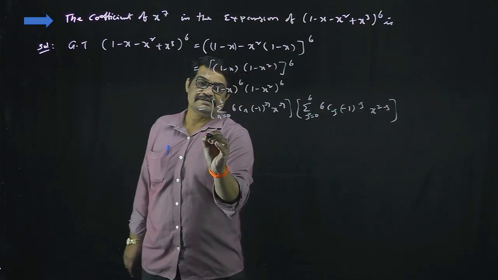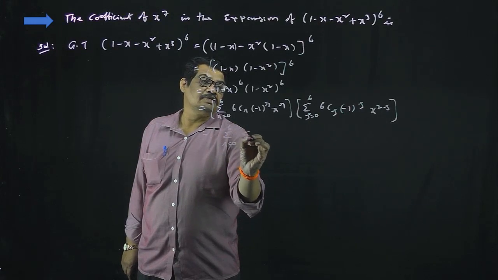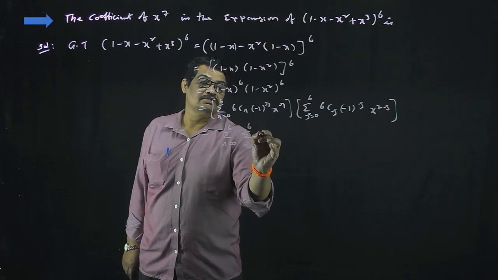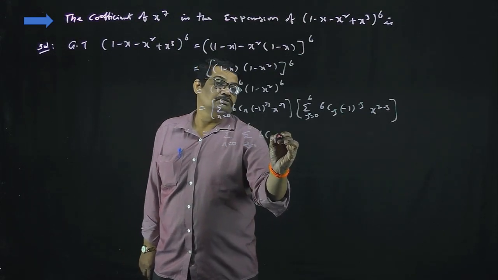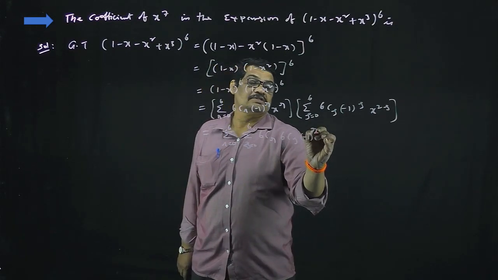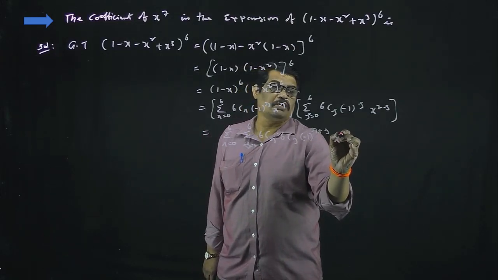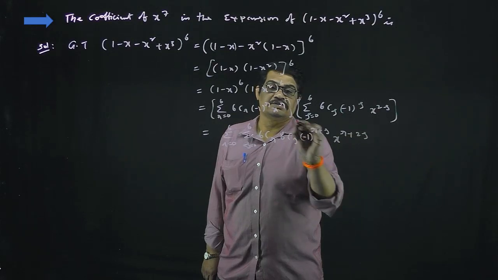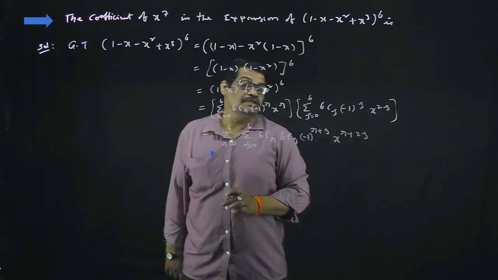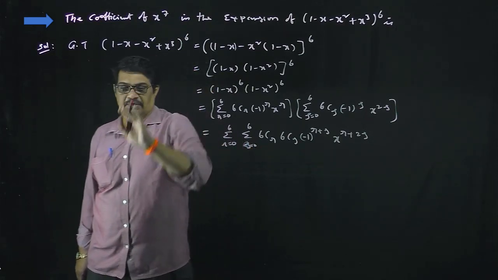Now this can be written as sigma r equals 0 to 6 and sigma s equals 0 to 6, 6Cr into 6Cs (-1)^(r+s), and also x to the power of r plus 2s. Here x power r, here x power 2s. The power is x^(r+2s). So these are the terms in the expansion of the given expression.